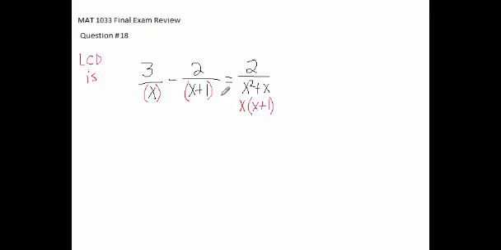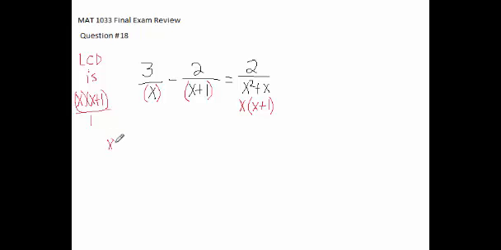Now if you notice, those are the same factors as the other two denominators. So that's going to give us our LCD. We're going to keep x and x plus 1, and we're going to put that over 1, because that's the factor we're going to use to multiply through each one of these fractions in the equation.